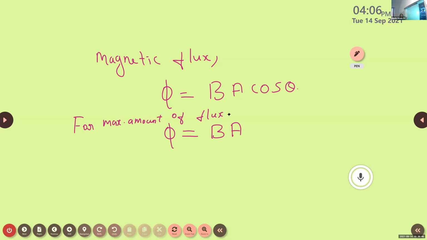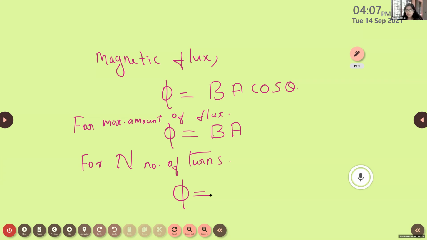So this maximum amount of flux, phi is equal to BA, is only for one turn. Here we have n number of turns. For n number of turns, magnetic flux phi is equal to NBA.